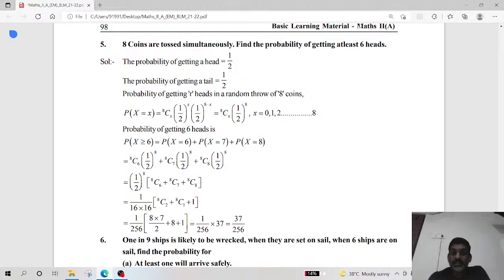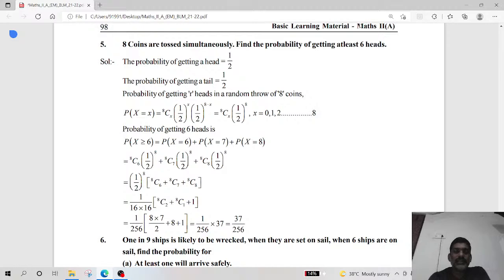8 coins are tossed simultaneously. P of x is equal to 8Cx times (1/2)^x times (1/2)^(8-x), because n is 8, the number of times thrown. So it is 8Cx into (1/2)^8, where x equals 0, 1 to 8.